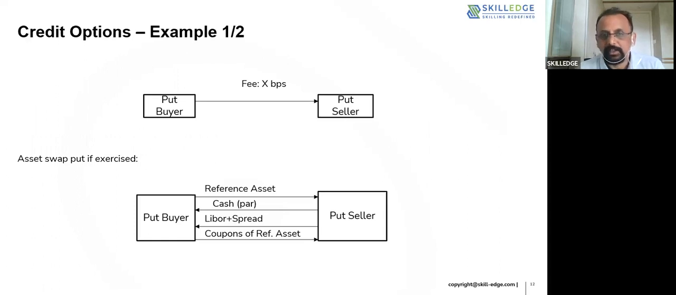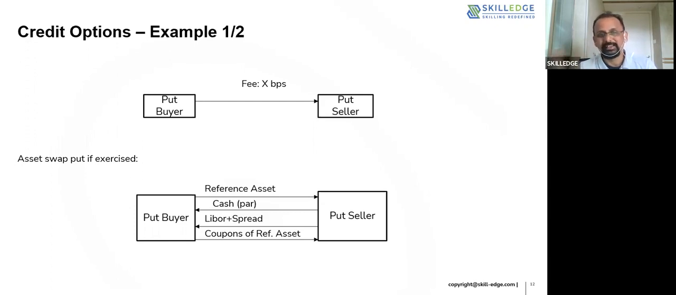This is an example of a credit option. So we have a put buyer. It's a put case, right? So you have a right to sell something, right? So the put buyer is getting a right, and he's paying some fees to the put seller. So he's a contract writer, right? The contract writer is not going to give you some option for free. He is taking the risk, you don't have the risk, right?